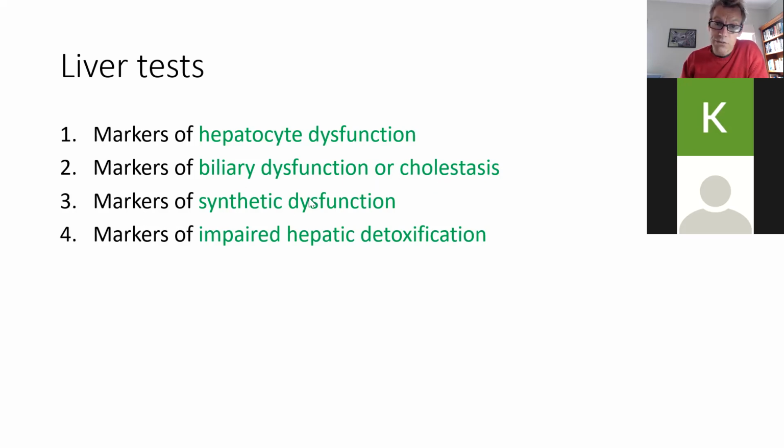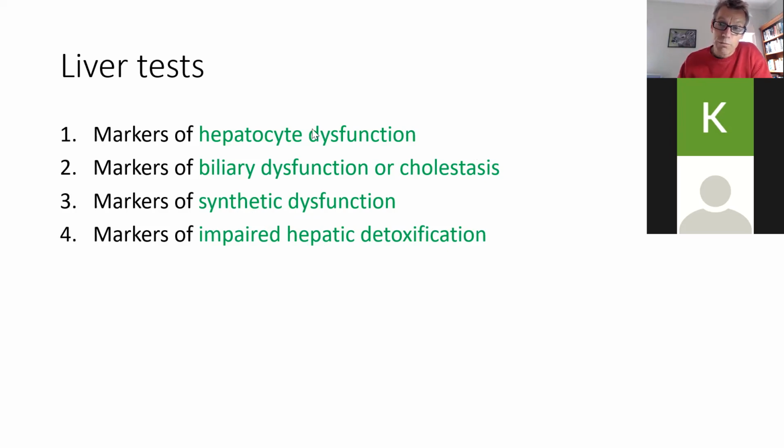There are some markers of synthetic dysfunction, which is also hepatocyte dysfunction, but sometimes the hepatocytes can be just a bit inflamed, and that's when you get a rise in ALT. And sometimes the hepatocytes can be so damaged that they're not actually making the proteins they need to make. So then you get low albumin levels and particularly coagulation abnormalities very early. And then there are markers of impaired hepatic detoxification. So again, a marker of what the hepatocytes should do. They should be able to detoxify the blood, and when they don't, then things like ammonia and lactate build up. We don't need to worry too much about that.